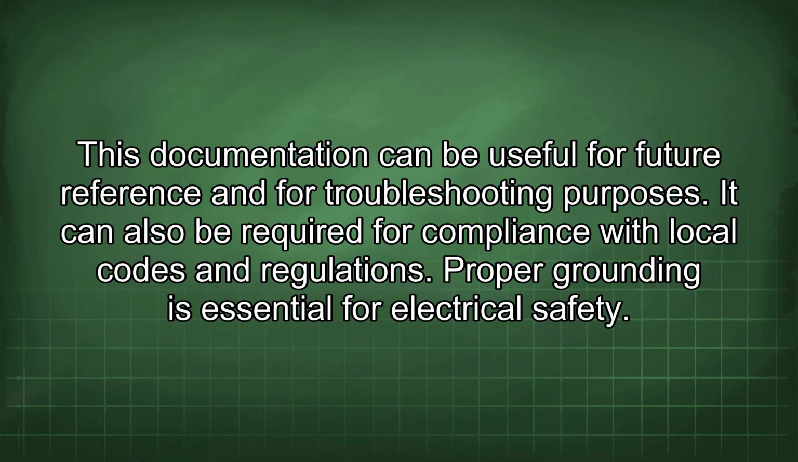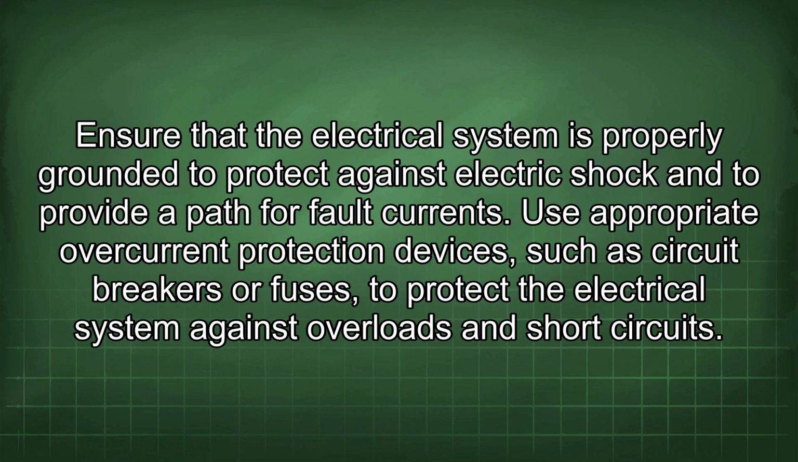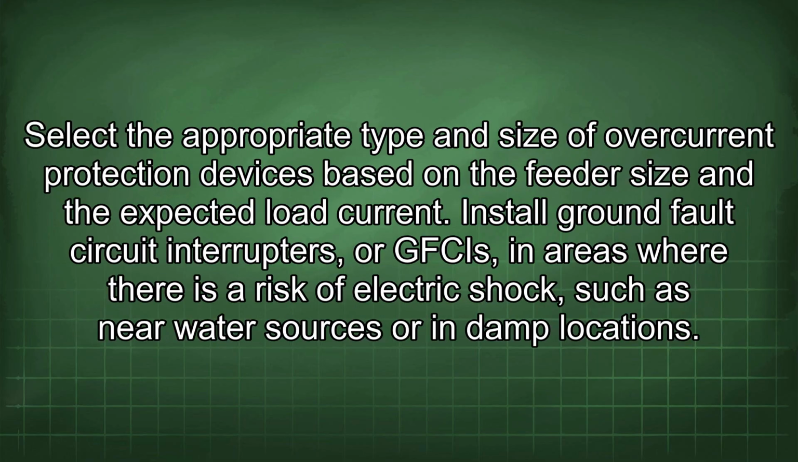Proper grounding is essential for electrical safety. Ensure that the electrical system is properly grounded to protect against electric shock and to provide a path for fault currents. Use appropriate overcurrent protection devices, such as circuit breakers or fuses, to protect the electrical system against overloads and short circuits.